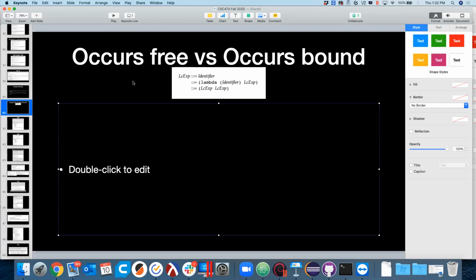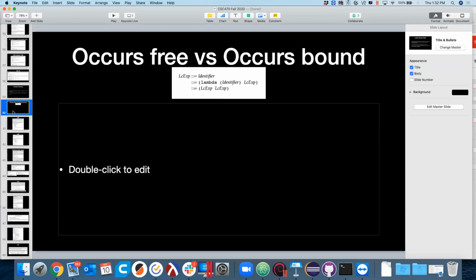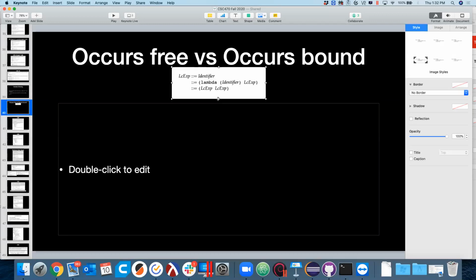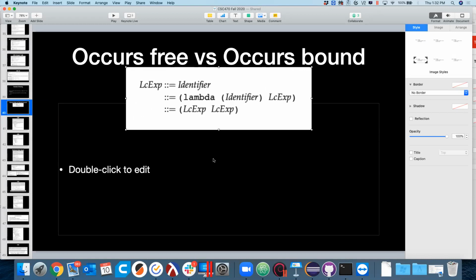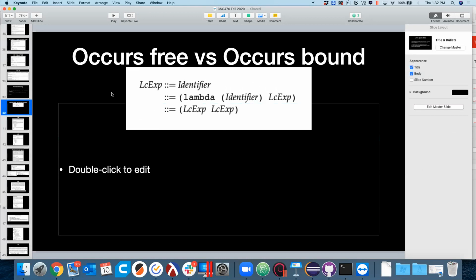Okay, so in any case, we have these productions. Now, we're talking about variable binding here. Out of these productions we're looking at, where does variable binding occur? So we want to think about the meaning of these productions.